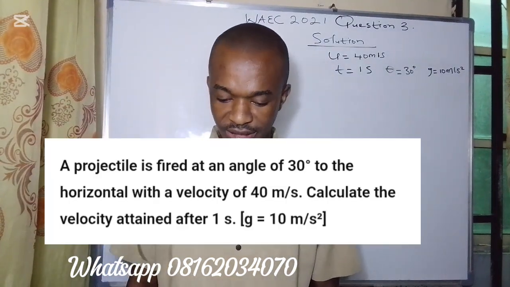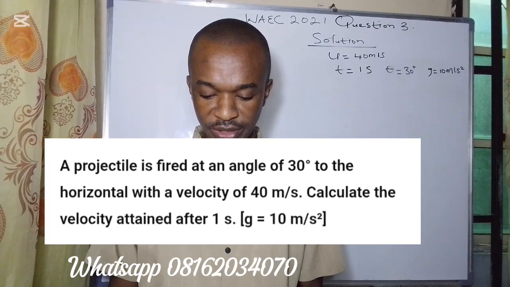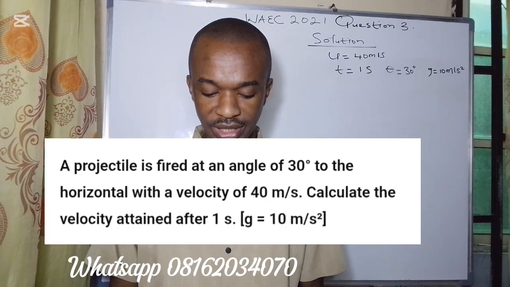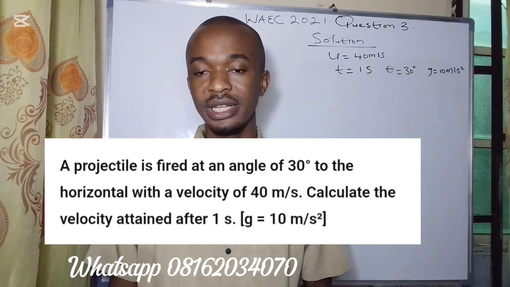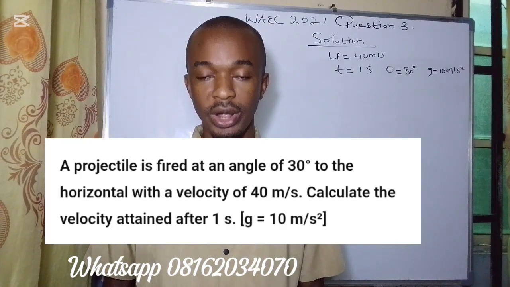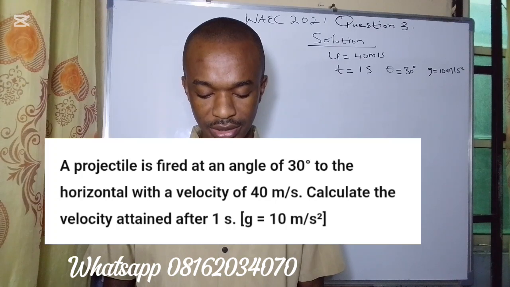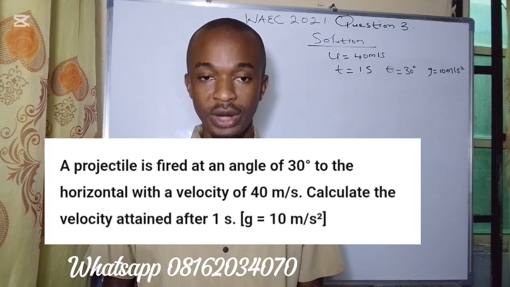A projectile is fired at an angle of 30 degrees to the horizontal with a velocity of 40 meters per second. Calculate the velocity attained after 1 second. You have to take g to be equal to 10 meters per second squared. We are to calculate the velocity at a point where the time is 1 second.